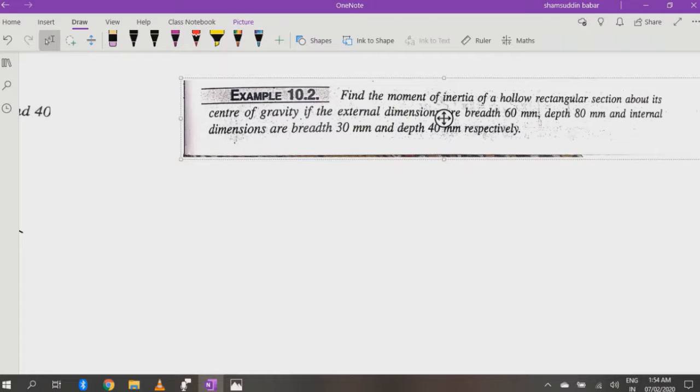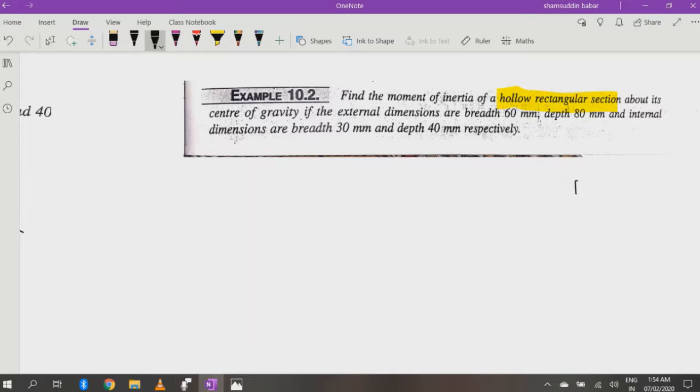Now it is written here, find out the moment of inertia of a hollow rectangle. Now this is a question that can confuse you a bit. This is a hollow rectangular section. Hollow means a cutting. You can say hollow means a cut section about its center of gravity. The external dimensions are these and the internal dimensions are these. Now we can say that external dimensions first.